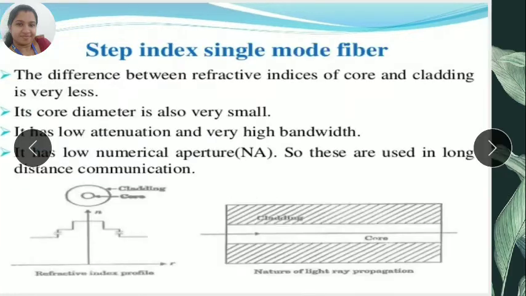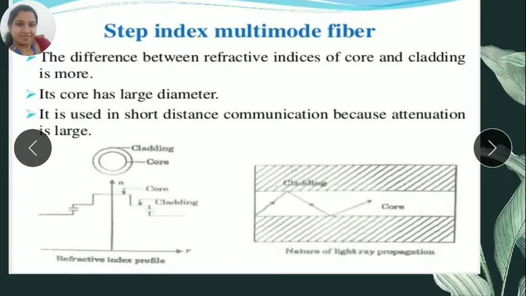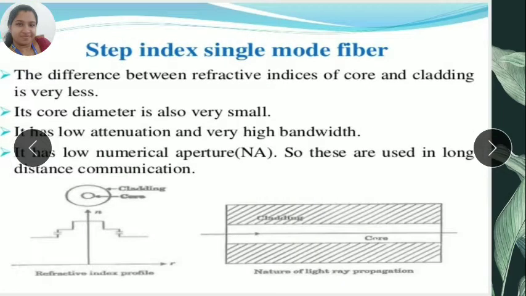Then step index fiber is further classified into two: single mode step index fiber and multi-mode step index fiber. This is another classification of optical fibers based on the mode of propagation: single mode and multi-mode. Mode of propagation means the number of light waves that can be propagated at a time. That is the mode of propagation.